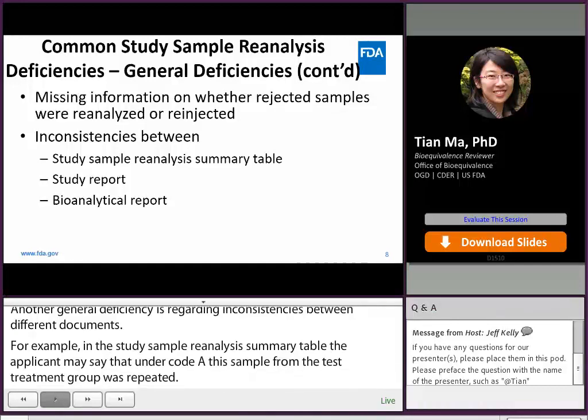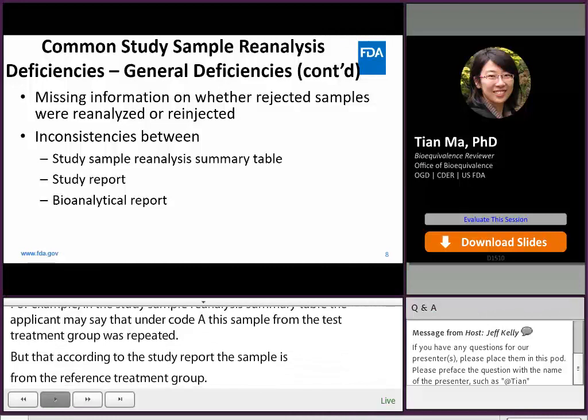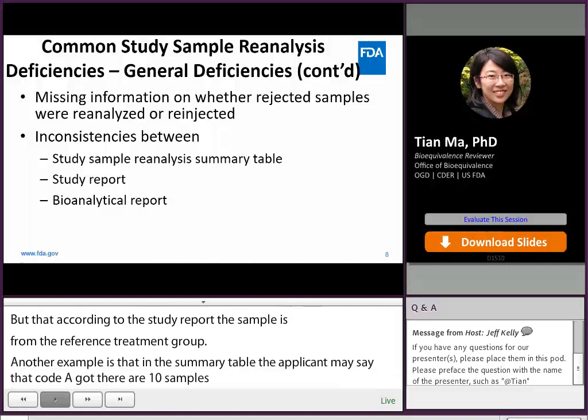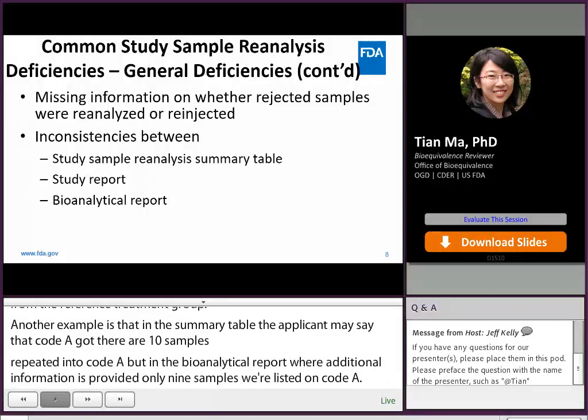Another example is that in the summary table, the applicant may say that there are 10 samples repeated due to code A. But then in the bioanalytical report, where additional information is provided, only 9 samples were listed under code A. And this may create a question to the reviewer about what happened to the other sample that was not reported in the bioanalytical report.